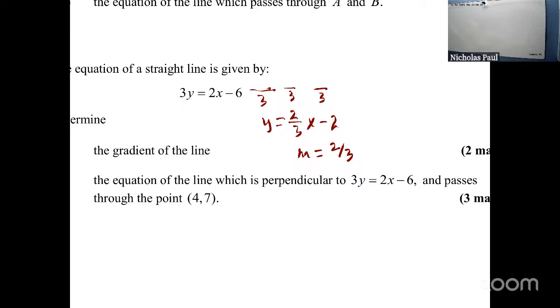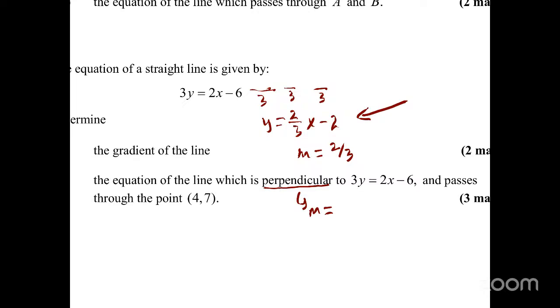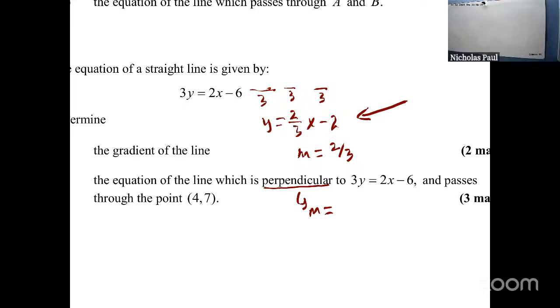Right, so they said a line is perpendicular. Jamal, what would the gradient be of a perpendicular line? So a line that's perpendicular to this. What would the new gradient be? Yes, it will be minus 1 over m. Right, but tell me what the actual value will be. So correct, the formula is minus 1 on m. So what would it be?